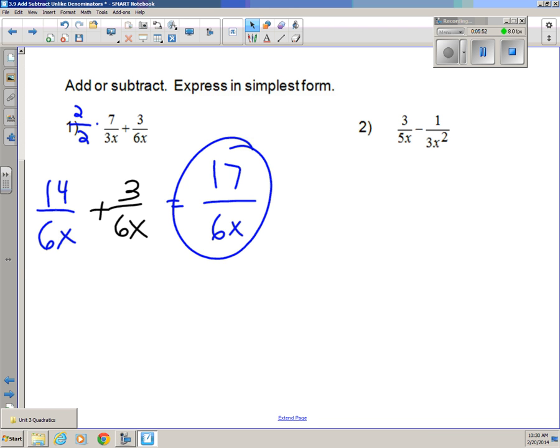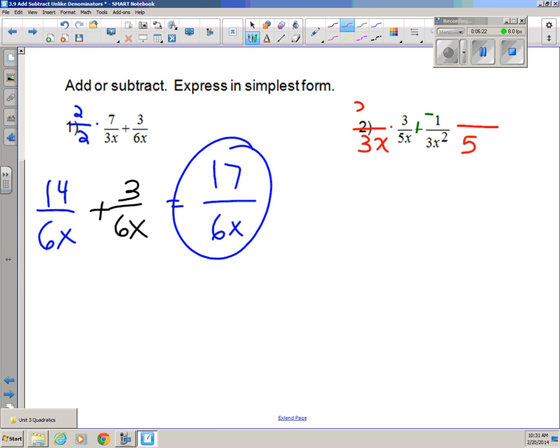Let's take a look at the next one. The first thing I'm going to do is put plus a negative, so I know I'm dealing with that. Well, I've got 5x and 3x squared. They both don't have the same bottoms. How can I make them the same? Well, if I multiply this bottom by a 3 and this bottom by a 5, they both become 15. I need to get the x's to be the same amount, which means if I multiply this bottom by another x, there's my common denominator, 15x squared.